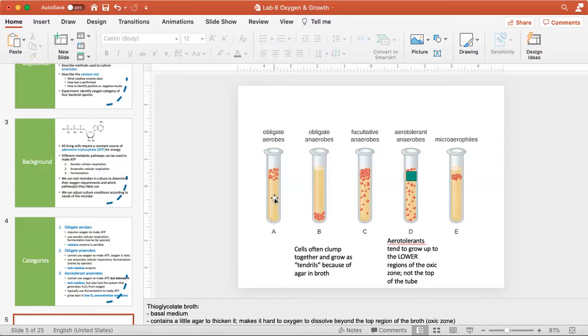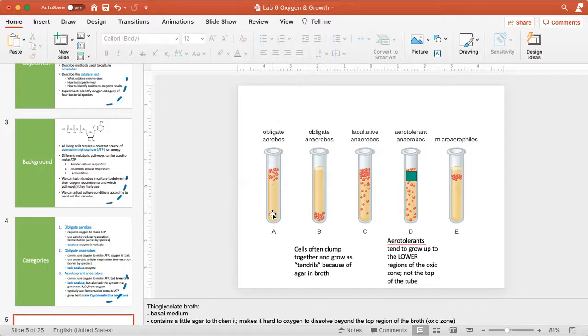I want you to look at the different tubes in the drawing. Each tube is a tube full of this culture medium. It's been inoculated with an organism that falls into one of the 5 categories, the oxygen categories. And what the little red dots represent are bacterial cells growing in this tube. In thioglycolate medium, we're going to see what we call patterns of growth.